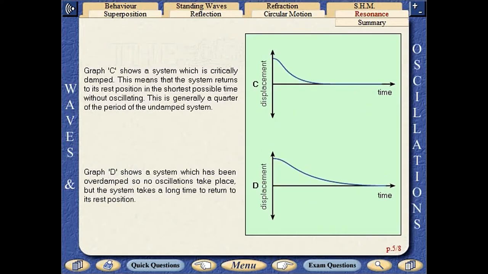Graph C shows a system which is critically damped. This means that the system returns to its rest position in the shortest possible time without oscillating. Graph D shows a system which has been overdamped, so no oscillations take place, but the system takes a long time to return to its rest position.